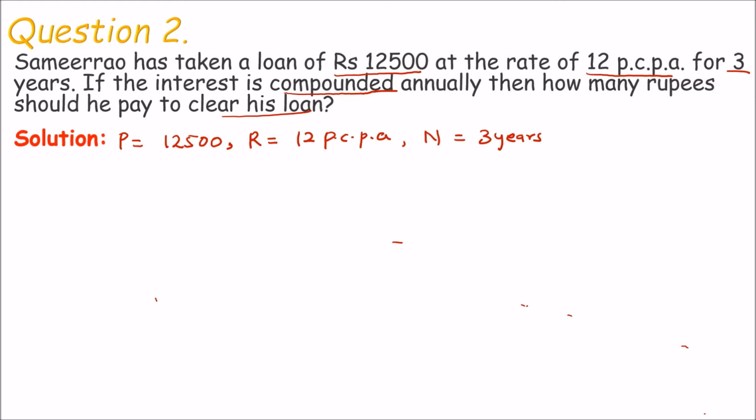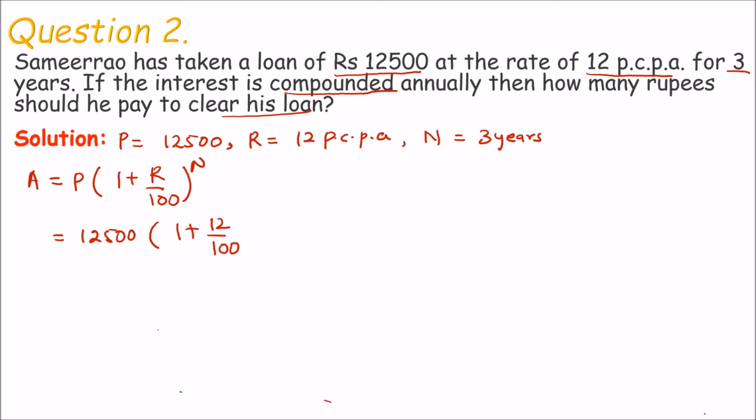So we will use the formula for the amount. What is the formula for the amount? A equals P in a bracket 1 plus R upon 100 whole raised to n. Now in place of P we will write 12,500, 1 plus rate is given 12 upon 100 raised to 3.